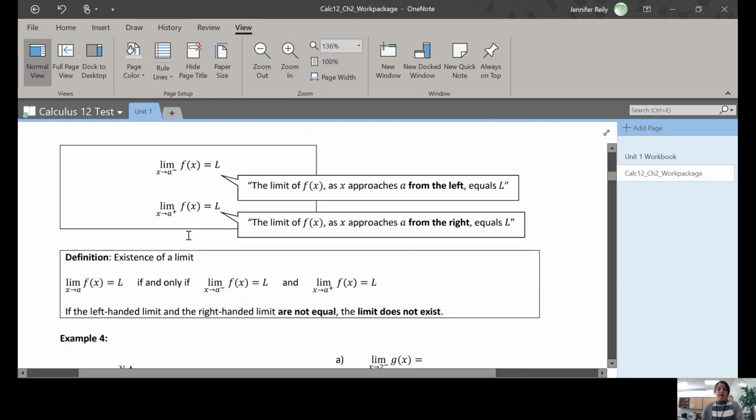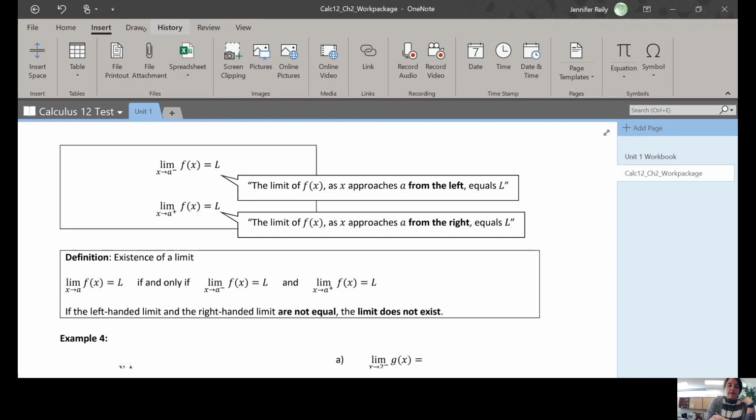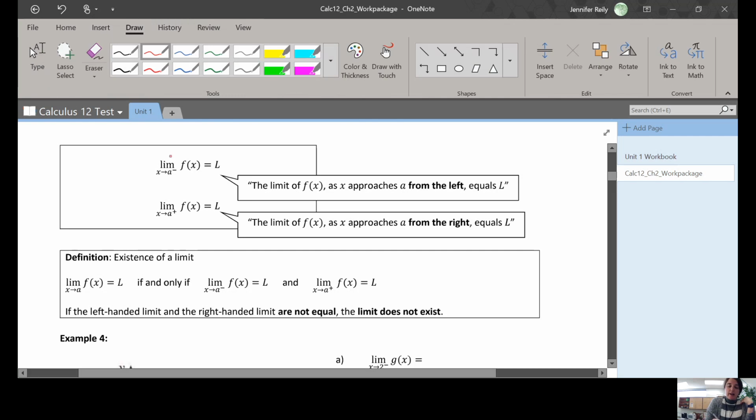So if you want to specifically look at what's happening as x approaches a certain value from the left side only, you use this little negative sign. It doesn't mean negative, it just means from the left. So when you put the negative sign up above and to the left of the number, it means approaching a from the left-hand side. And when you use a plus sign here, it means x approaches from the right. So you can specify if you want to look at it from the left or from the right.